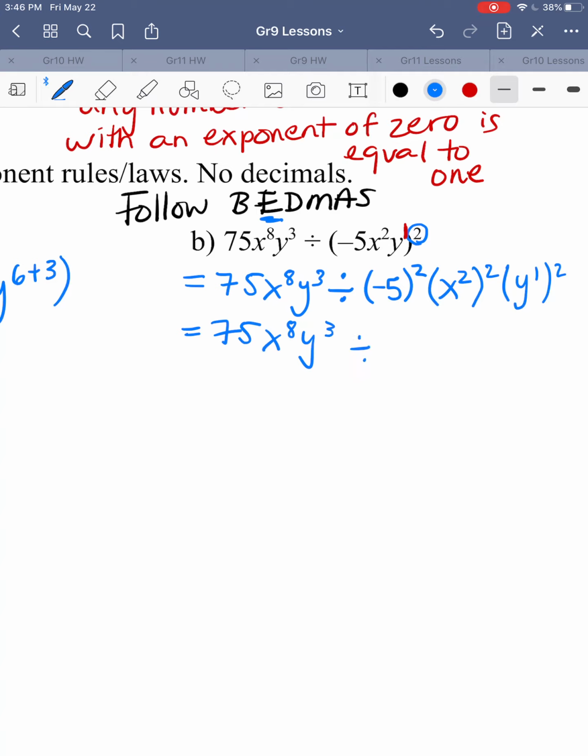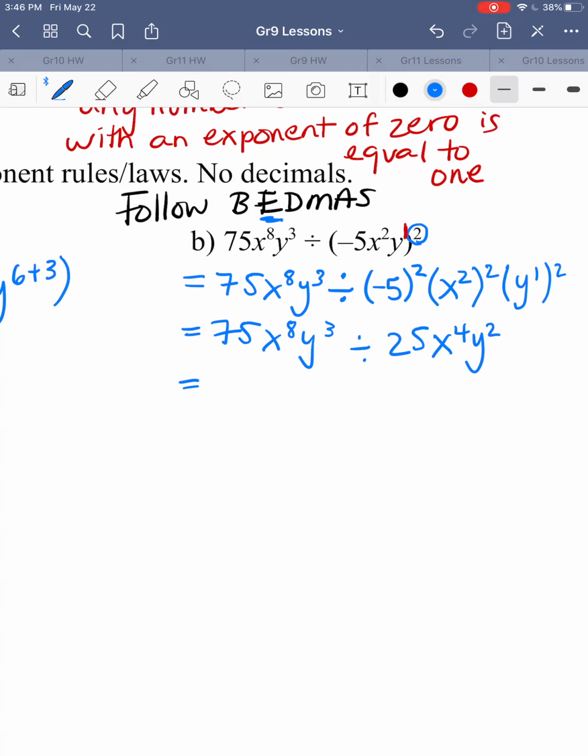So negative 5 squared gives us positive 25. X to the power of 2, then also to the power of 2 again. We multiply the exponents. 2 times 2 is 4. And then with the y, we have 1 times 2, which gives us 2. So we have 75 times x to the power of 8 times y to the power of 3 divided by 25 times x to the power of 4 times y to the power of 2.